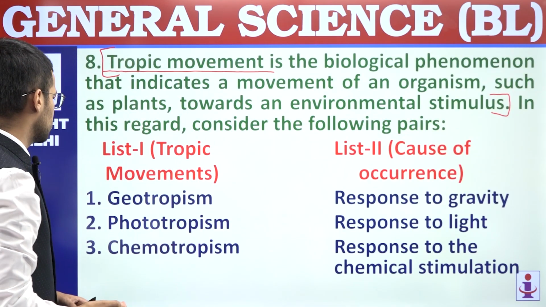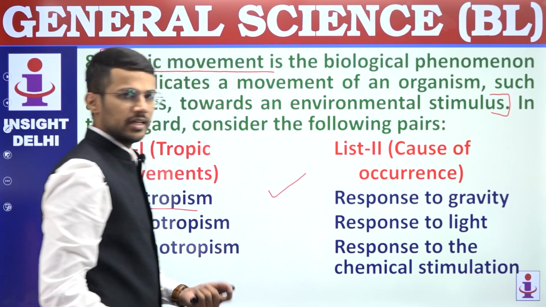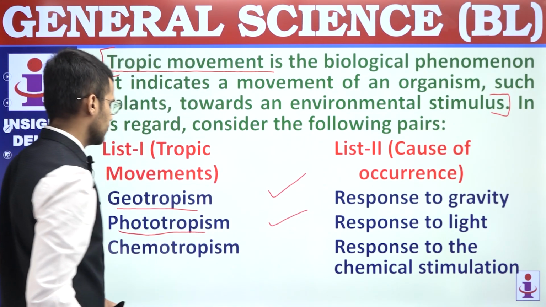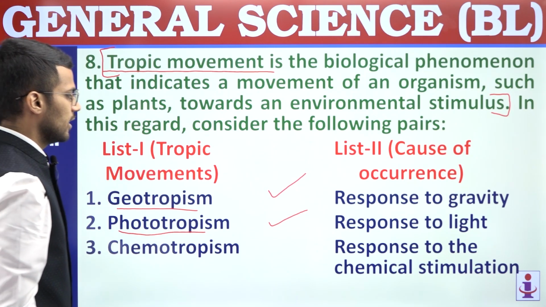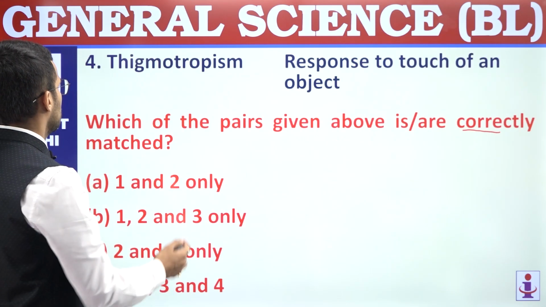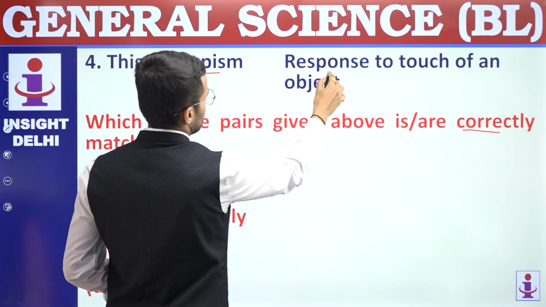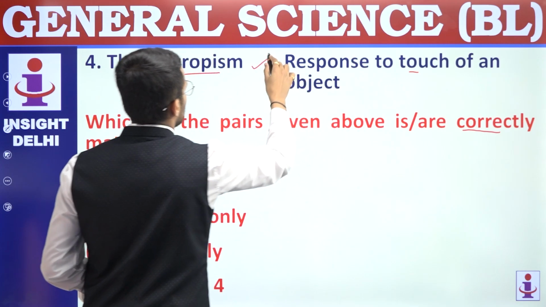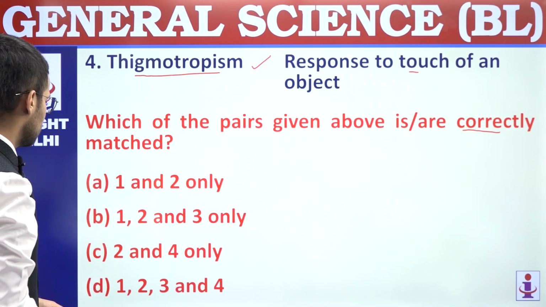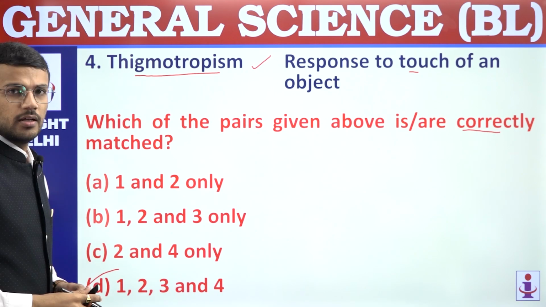So let us consider the pairs. First, geotropism, which is the response to gravity, is a correct pair. Second, phototropism, as the name suggests, is the response to light. Third, chemotropism is the response to chemical stimulation. And fourth, thigmotropism is the response to touch. So it is also a correct pair, right? So all these pairs are correctly matched and hence the answer is D. Question number 8, answer is D.